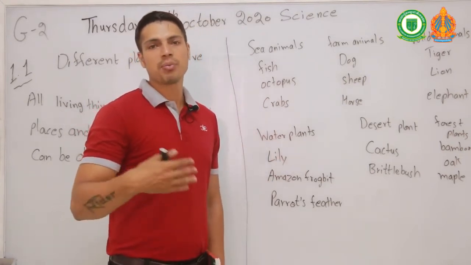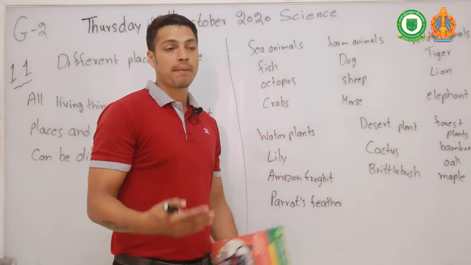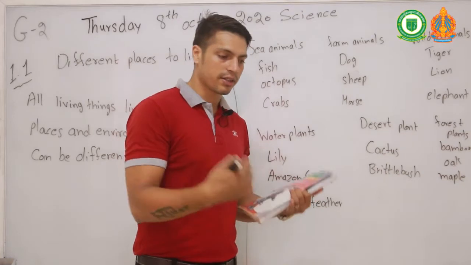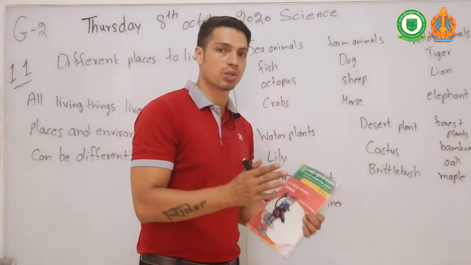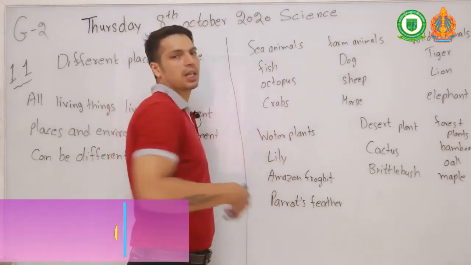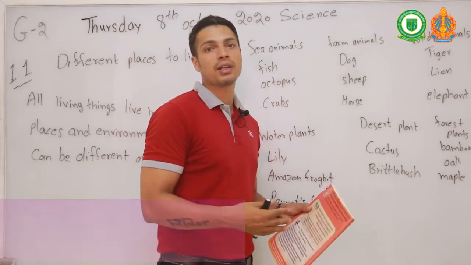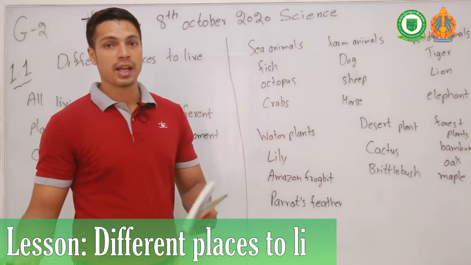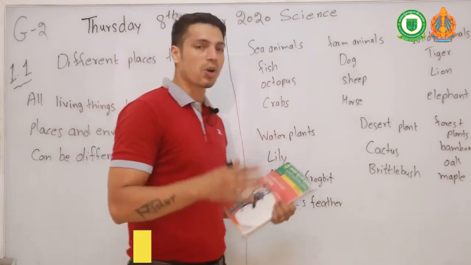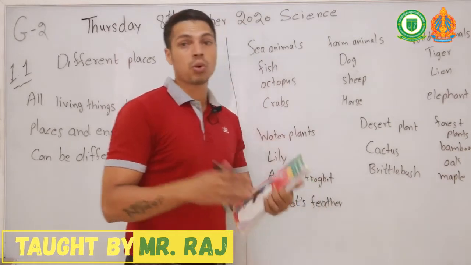If you bring the fish out of the water, it won't survive long, because fish can only survive in the water. That's the ideal environment for fish. Same like octopus, which can only survive inside the water. Crabs can survive outside the water, but not for long. But crabs and other fish, all the sea animals can only survive inside the water. They cannot survive on the ground because they need water to survive.